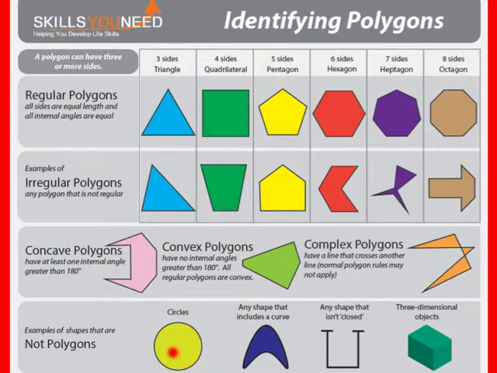Alright, here are some what are called non-examples. They're examples of things that are not polygons. A circle is not a polygon because technically it doesn't have a side with lines. Any shape that includes a curve, that's not a straight line, is not a polygon. If the shape is not completely closed, then it can't be counted as a polygon. And three-dimensional objects are also not polygons.